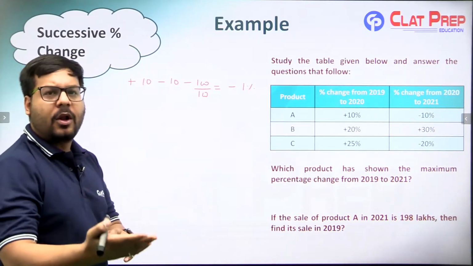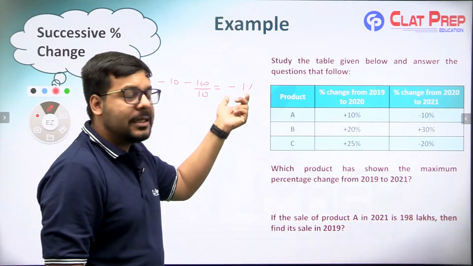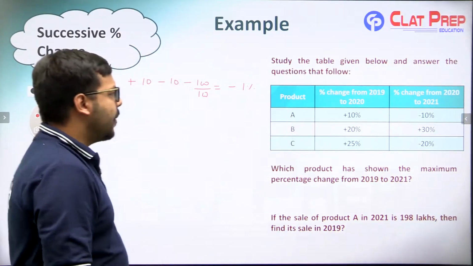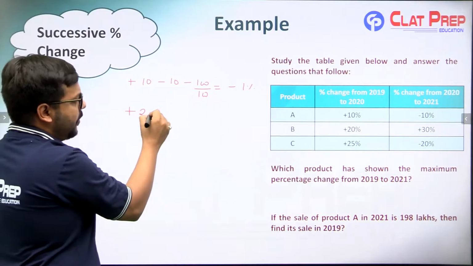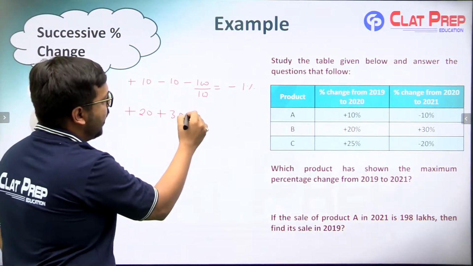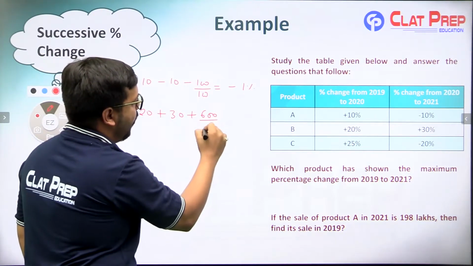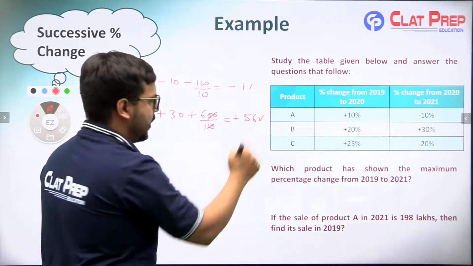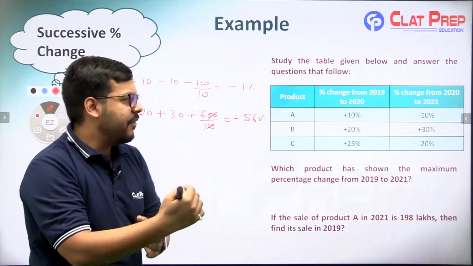So what is the overall change? The overall change is it has decreased by 1%. Okay, let's talk about product B. The first change is plus 20, the second change is plus 30, the product is plus 600 upon 100. So what is the overall change? It is plus 56%. So it has increased by 56%.